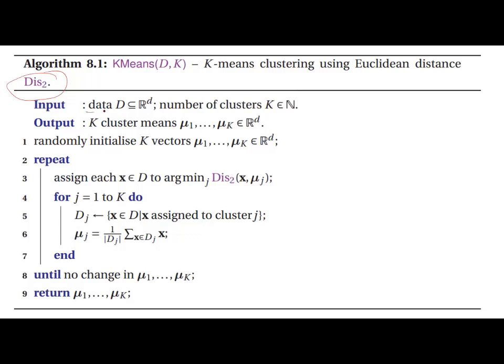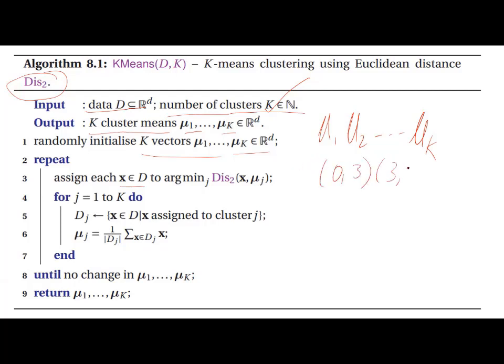Now, what is the input here? Data. Number of clusters, K belongs to N. Number of clusters are also given as input. K cluster means mu1, mu2, etc., mu k. So randomly initialize the k vectors mu1, mu2, mu3, some values or zero, something like this. Repeat, assign each x belongs to D. That is, in our example, we have taken 0, 3, 3, 3. So this is one x, this is another x.